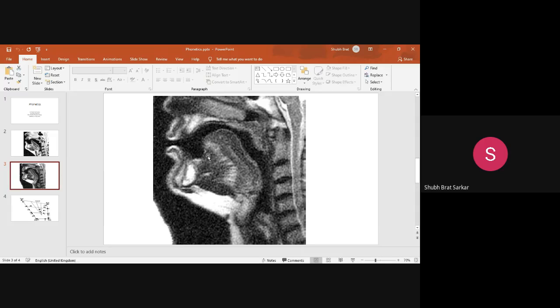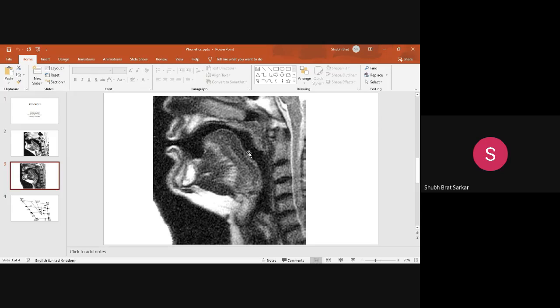So in the active articulator, we have the front of the tongue, the center of the tongue, the back of the tongue. Similarly, in the passive articulator, we have the front of the roof of the mouth, the center of the roof of the mouth, and the back of the roof of the mouth. So we have classified vowels into three basic categories: the front vowels, the central vowels, and the back vowels.